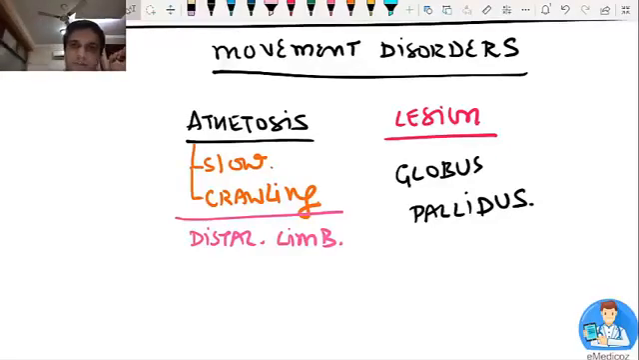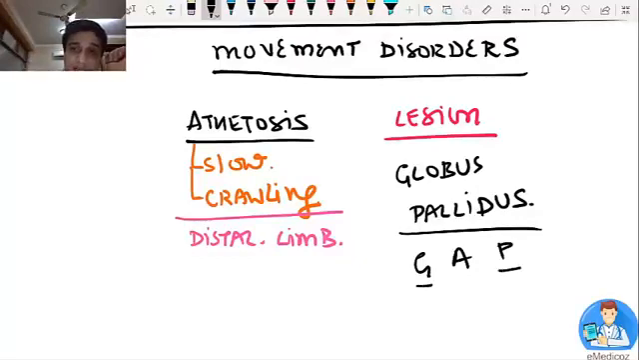Just a quick mnemonic to remember this. GAP, gap. Okay. So G, globus pallidus, P, athetosis. Okay. So that's a GAP mnemonic for athetosis if you can remember it. Simple.